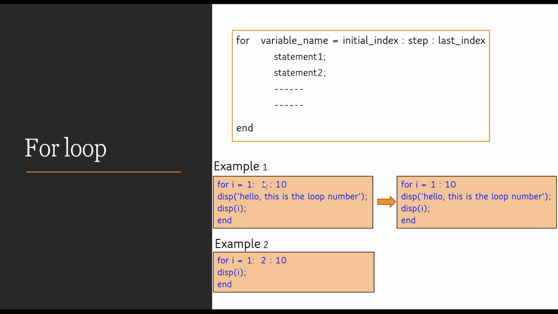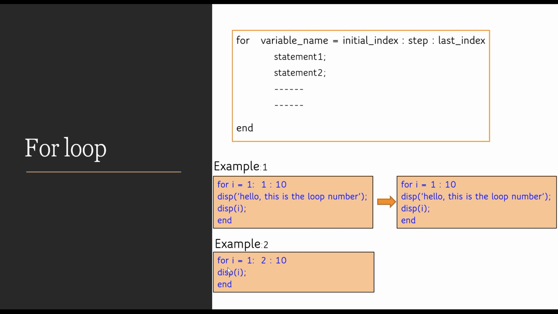Now, if you increase by 1, or the step is 1, you can omit it, you can exclude it from your code. So you can just say for i from 1 to 10, right? And then display. This code is equivalent to this code. The thing is, we use the step to define values different than 1.